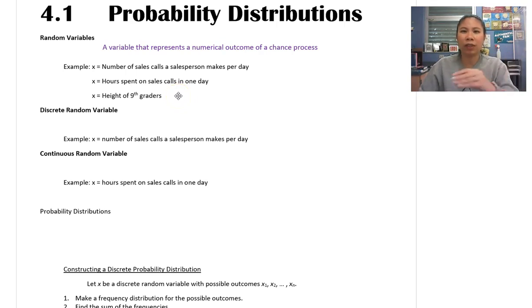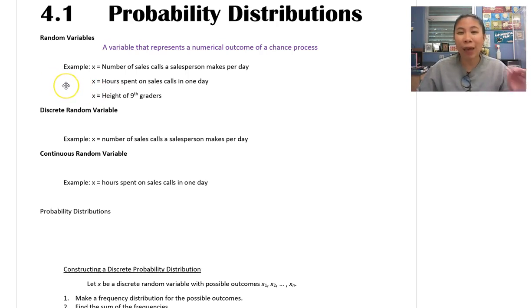But notice how all of the outcomes are actual numbers. So that is the key thing. Another example, x equals the height of ninth graders, so like in inches or something. So 54 inches, 62 inches tall, whatever. So again, numbers. And those numbers could be either whole numbers or decimals, depending on the situation. So like the number of sales calls would have to be a whole number because I don't know how you would make like 3.5 sales calls. That would be weird. But then the height of ninth graders could be something like 64.25 inches tall because we're trying to be exact and we use more decimal places when we try to be exact.